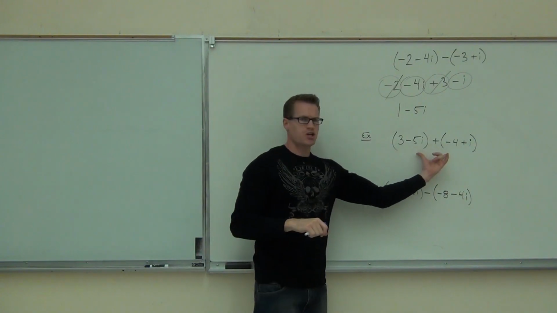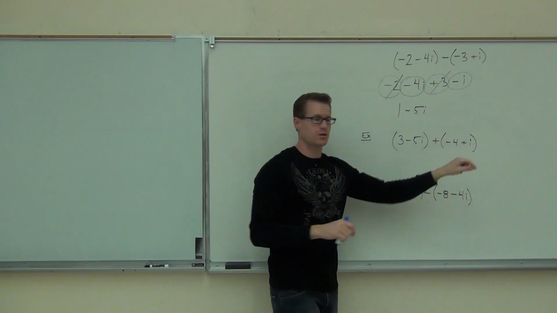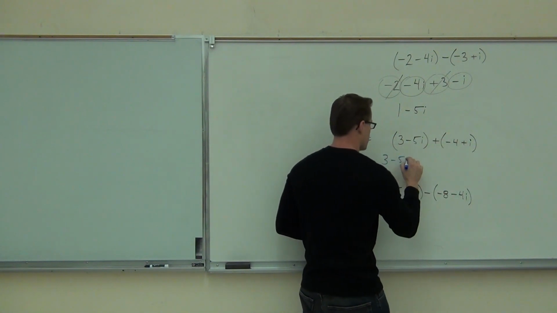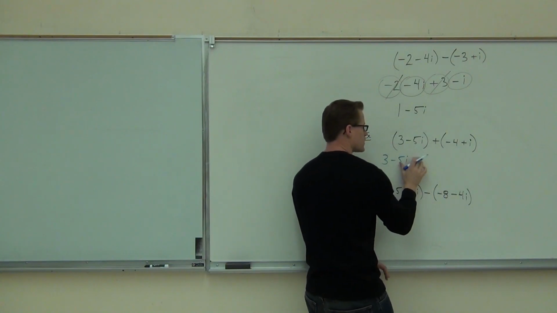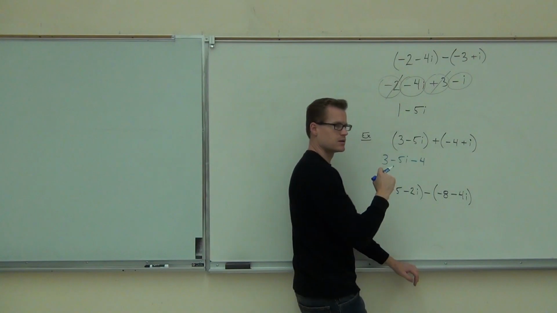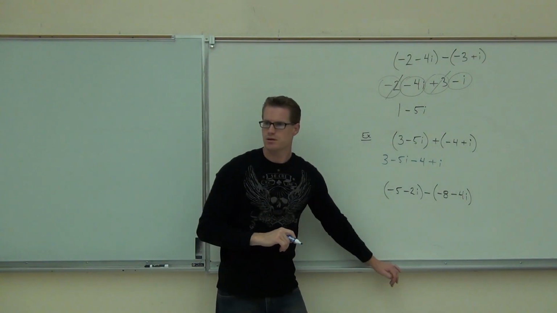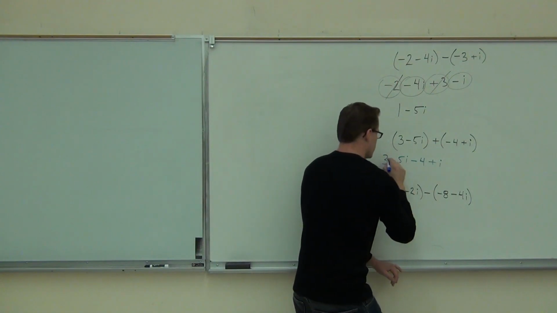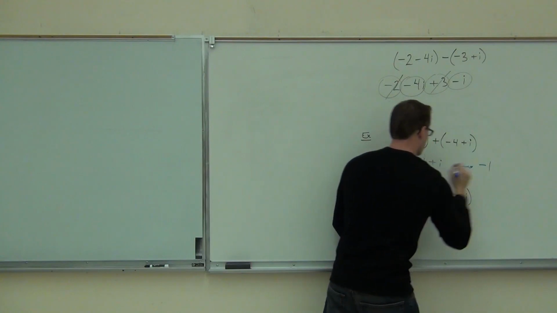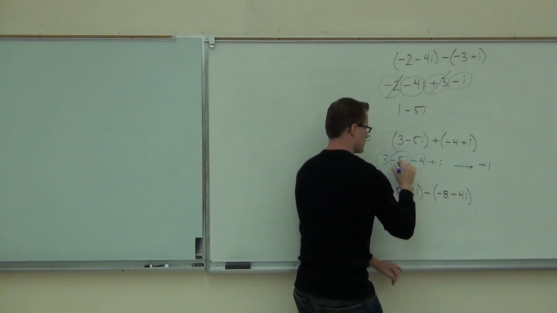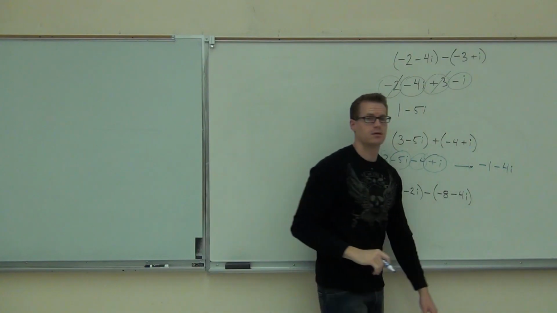Do any signs change on the first expression? No. Do I need to distribute and FOIL this? No. So 3 minus 5i plus negative 4. What I could do here is just write minus 4. Do you see that? I could just write minus 4 and then plus i. So far so good? This is going to give you negative 1 minus 4i. Raise your hand if you got that.